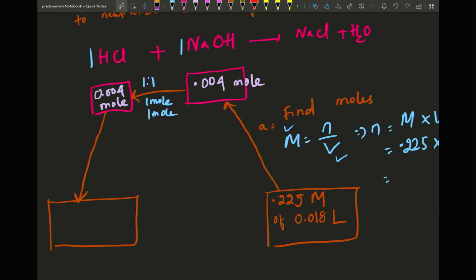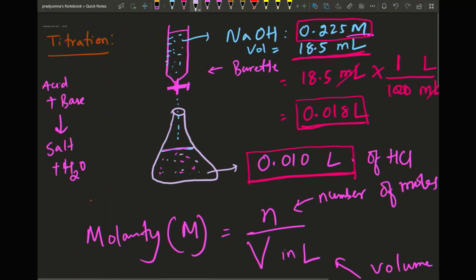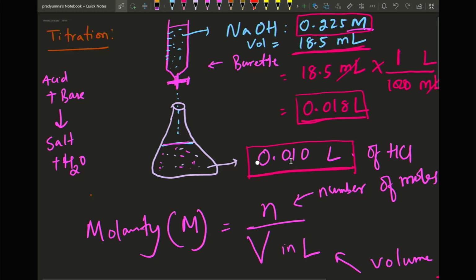Good. Okay, so now the last part of the puzzle, so this is part B. The last part of the puzzle is to convert these moles into volume, or sorry, concentration, because we know the volume. What was the volume? Volume was 0.01 liter, right? That was the volume. Yep, that was the volume.